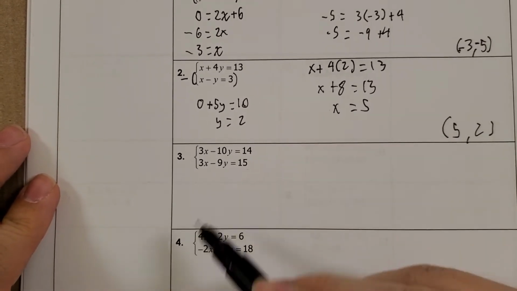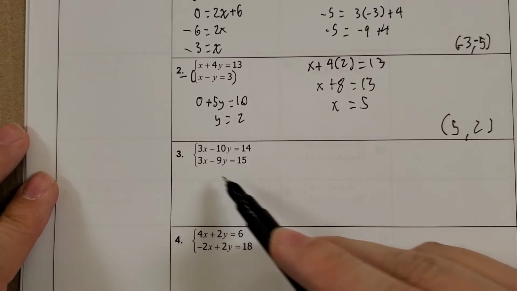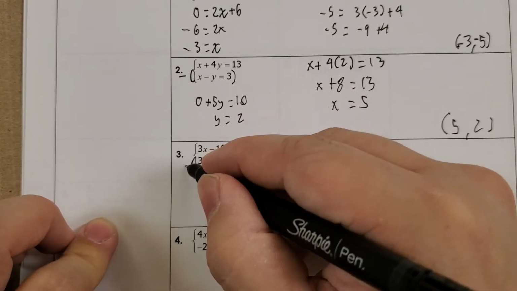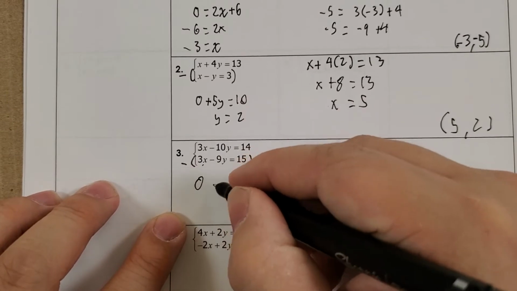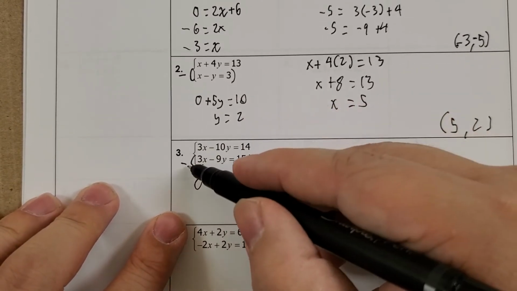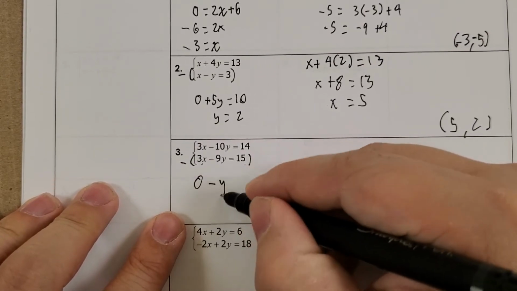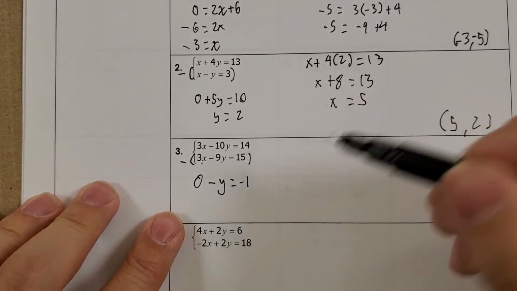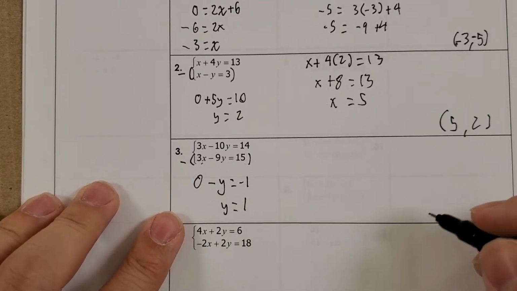We're looking at 3x minus 10y equals 14, and 3x minus 9y equals 15. So again, I'm going to just take the bottom one and subtract it. So 3 minus 3 is 0. Negative 10 plus 9, because it's a double negative, we get negative 1y. 14 minus 15, negative 1. So y equals, we can get rid of those negatives, y equals 1.